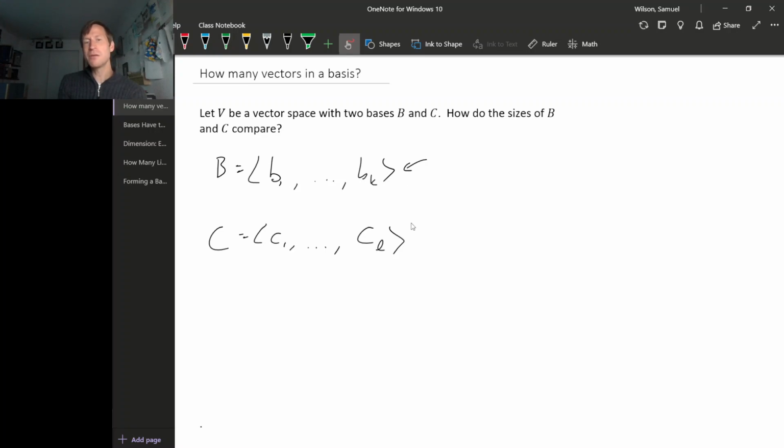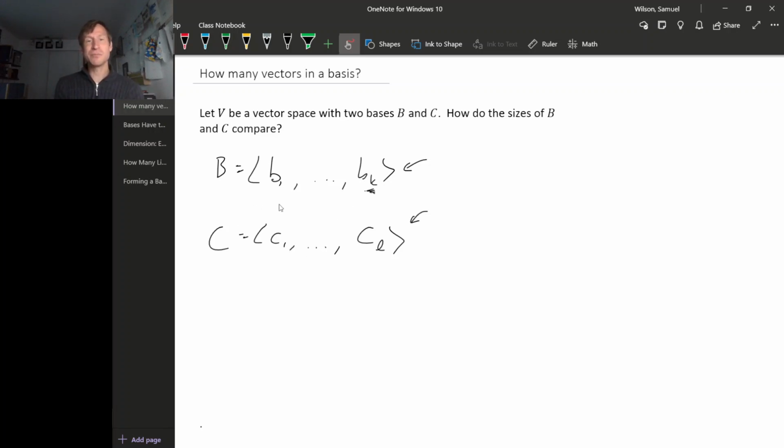So rather than comparing these two collections all at once, what we're going to do is first replace B1 with C1 and see how that compares with B. And then replace B2 with C2 and see how that compares with B. And since there are only finitely many vectors in B, eventually we'll be done with this replacement process, and then we'll have a comparison of B with C. So the point of all of this is we're going to do this step by step.